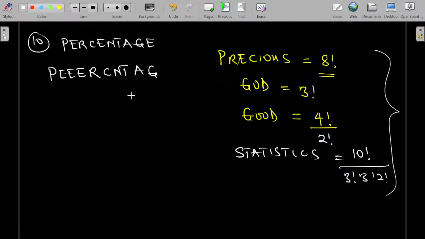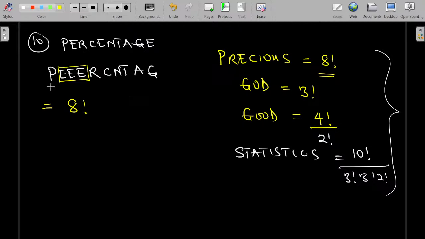So how do you handle this kind of problem? It's actually very simple. You will assume that the 3 E's are together. They are tied together as one alphabet. So this is how you go. You now count the number of alphabets you will get, assuming the 3 E's are tied together. That's going to be P 1, then the whole E is 2, R 3, C 4, 5, 6, 7, 8. So that's going to be 8 factorial.